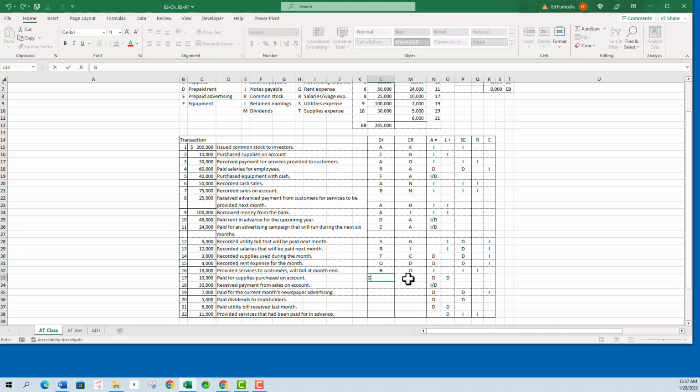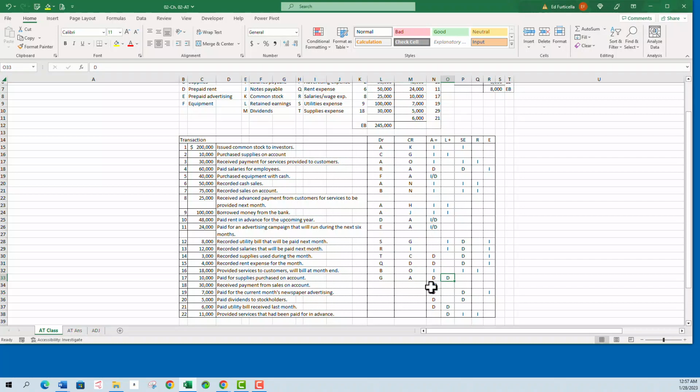In our accounting equation, the accounting equation will show that we have a decrease in assets to represent the decrease in cash and a decrease in liabilities to represent the decrease in accounts payable.